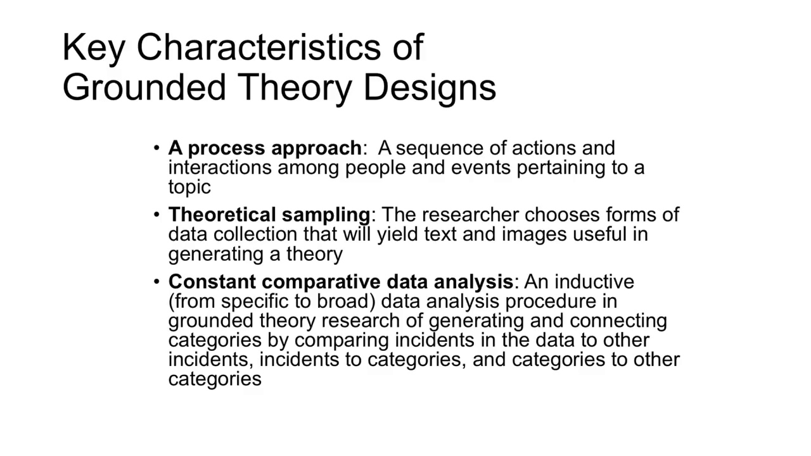So with these three different types of grounded theory, there are key characteristics. One is that grounded theory involves a process approach where there's a sequence of actions and interactions pertaining to a topic. And you expect to understand, using grounded theory, to kind of outline what that process is.